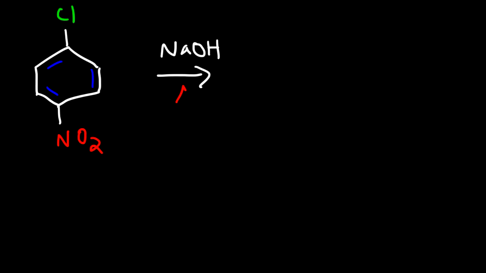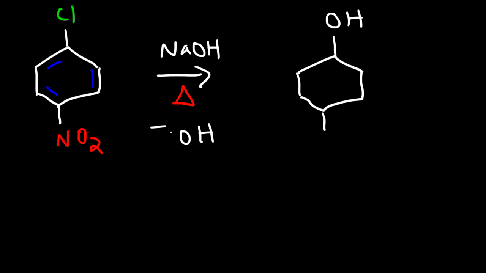Now we're going to have to heat the solution. The net result is that the chlorine atom is going to be replaced with the OH group. So we're replacing the leaving group with not an electrophile, but rather a nucleophile. So this is not an electrophilic aromatic substitution reaction, but instead it's a nucleophilic aromatic substitution reaction. We are replacing a leaving group with a nucleophile. And so that's why it's called a nucleophilic aromatic substitution reaction.